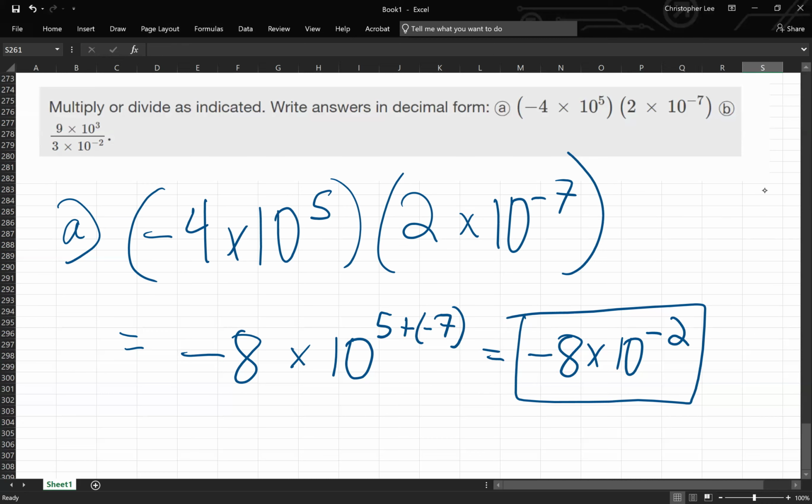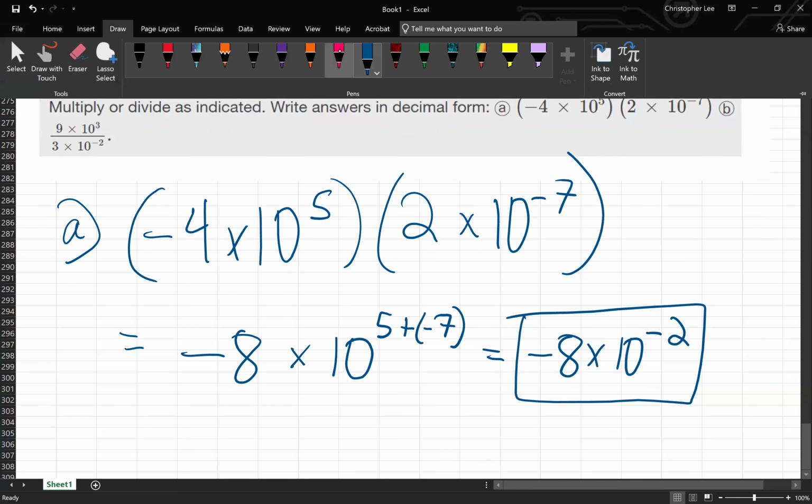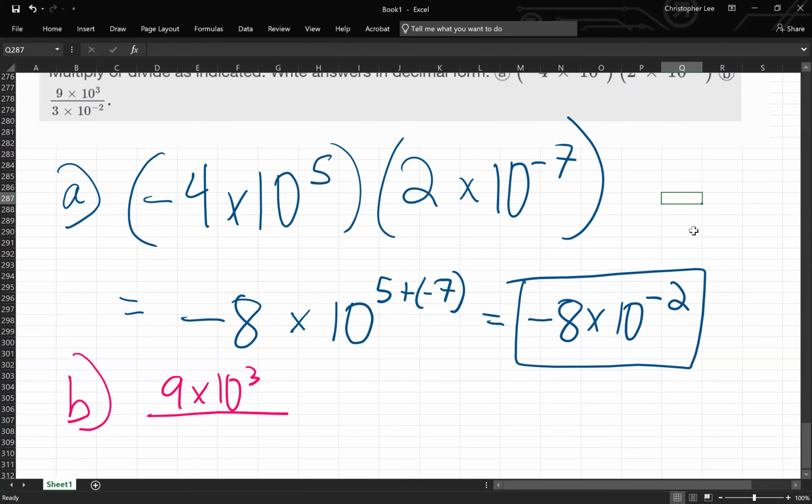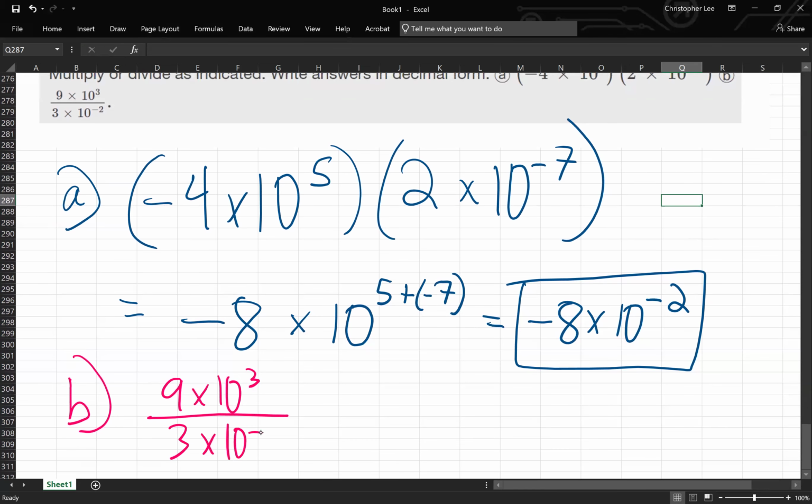All right. Let's try B. Oh, this is gonna be fun. B. All right. Very, very, very easy. I have 9 times 10 to the third power divided by 3 times 10 to the -2 power. Right? Remember, numbers with numbers, exponents with exponents. So what's 9 divided by 3? 3, right? So this is 3 times 10.